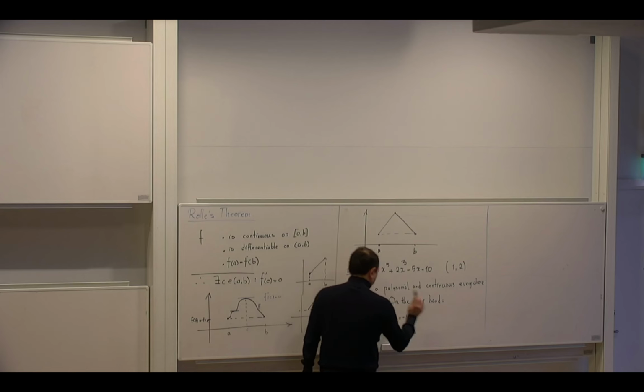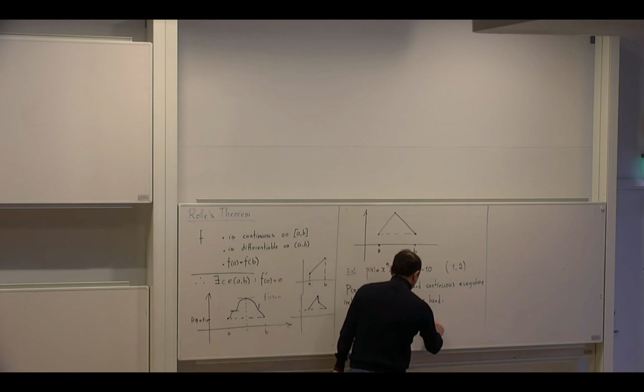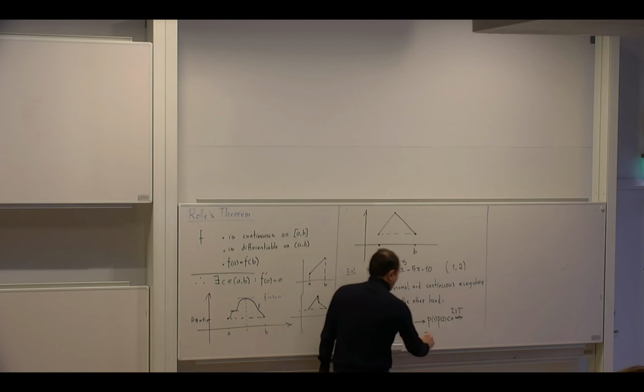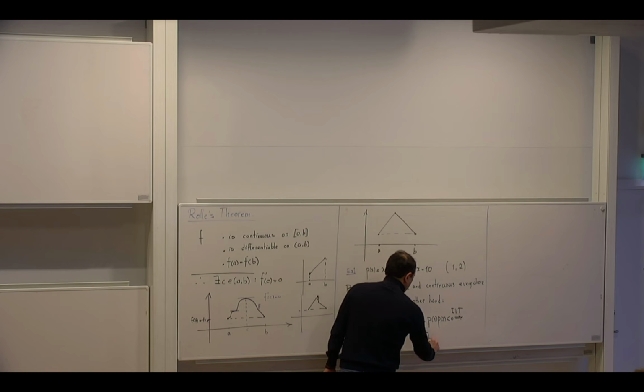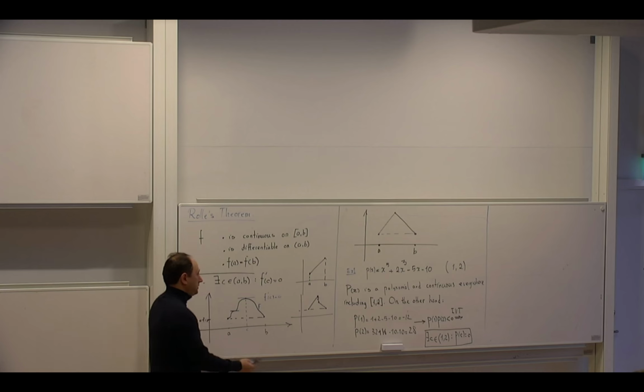So then you see that one of them is negative, the other one is positive. So in other words, p of 1 multiplied by p of 2 is negative. So this means that by the intermediate value theorem, it is guaranteed that there exists a C in the open interval 1 and 2 such that p of C is equal to 0. So this part is actually a repetition of what we learned before about the intermediate value theorem.